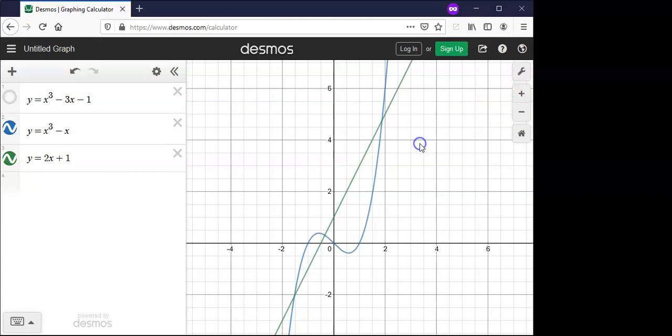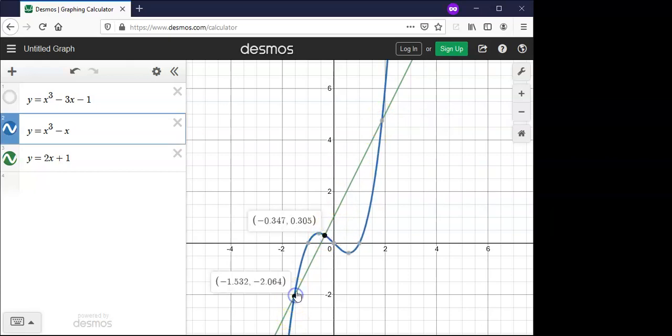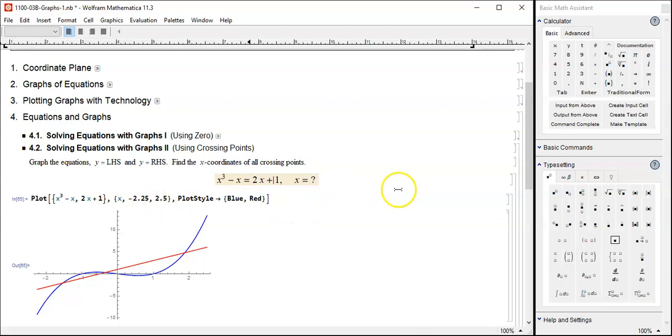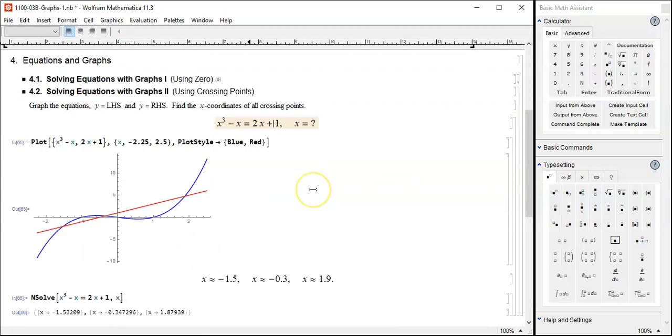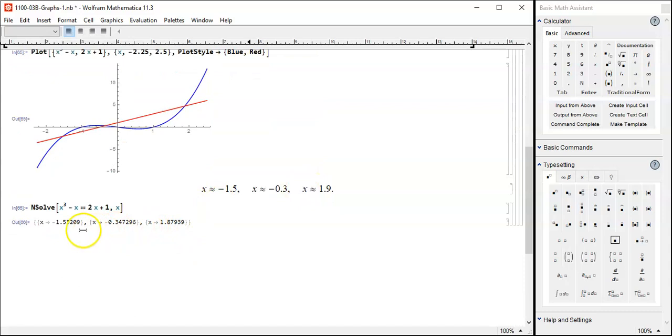But if you use the Desmos graphing calculator, all you have to do is move your mouse close and then click. And then you actually have these solutions here. So the x-coordinate values are the solutions: 1.879, negative 0.347, negative 1.532. Those are solutions. Let's go back to this Mathematica notebook here. And indeed, those are those solutions. And yes, those are those solutions.